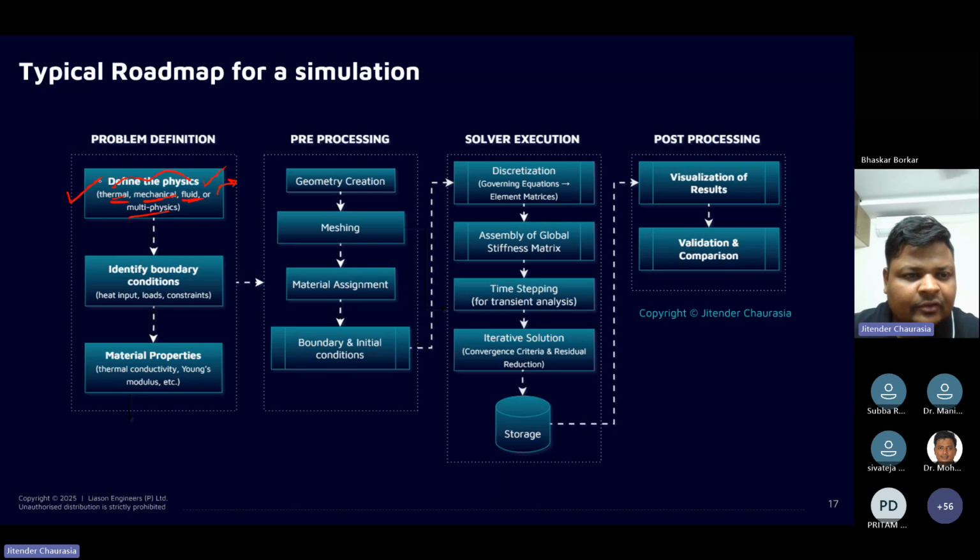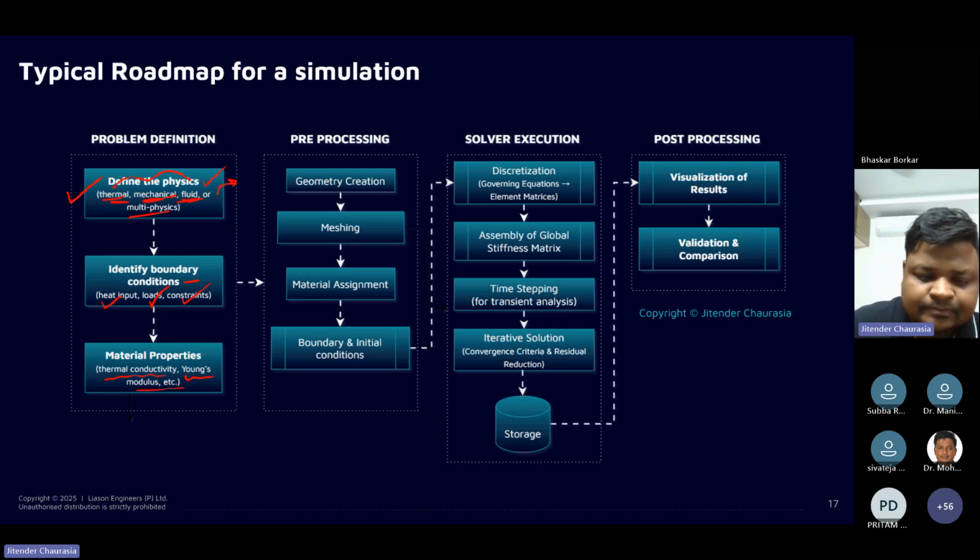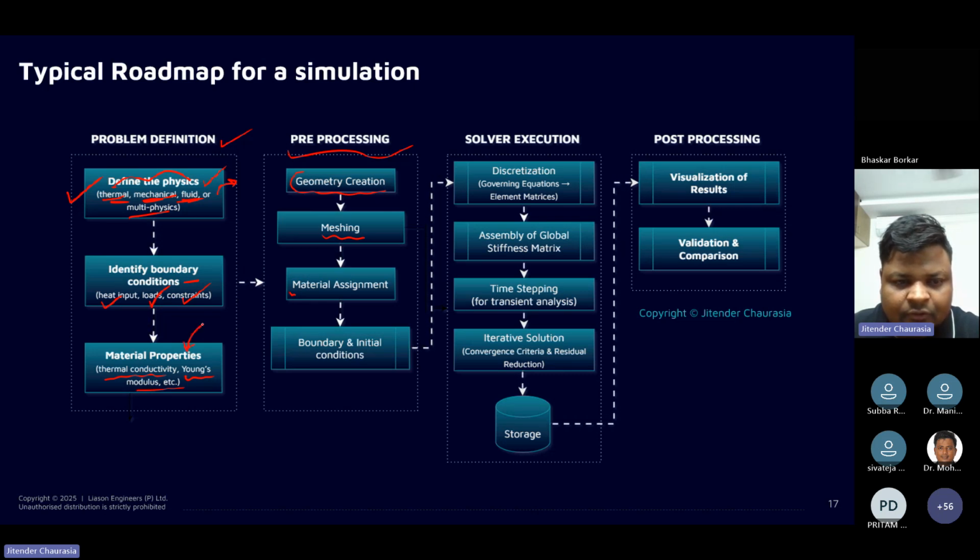So once you are defined with this, then you move to the boundary condition. Then what kind of heat input you're giving, loads, constraints, how it is fixed, then material properties. Now, depending upon a thermal problem or mechanical or a fluid problem, you have to define your thermal conductivity, Young's modulus. If it is fluid, you have to define viscosity, surface tension, other things. Now, once you define a problem, then you come to the pre-processing stage. So you have to create your geometry. You have to mesh it depending upon what method you're using. Then the material that you decided here, you have to bring it back and assign to the model. And then again, whatever boundary condition you identified, you have to apply on the model. Okay, so this all interlinked.